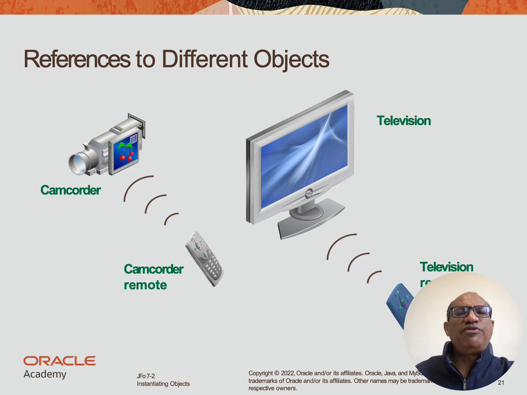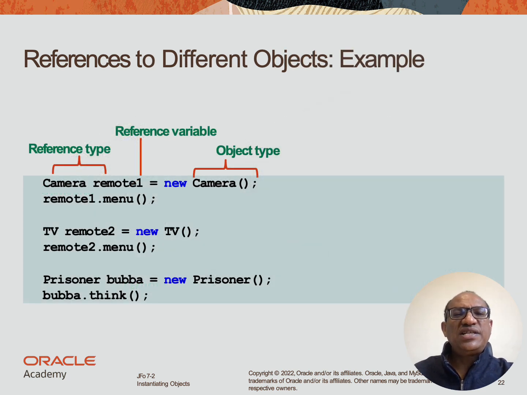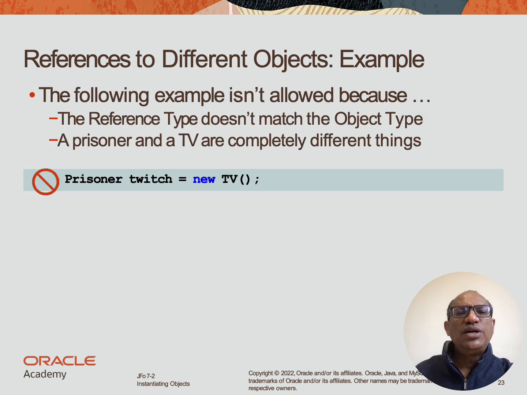Working with different types of objects, for example, a camera and a television, requires a remote specific to that object type. In Java, you need a reference variable of the correct type for the object you are referencing. In this slide, we see the variable's type is set in the declaration process and the object type is set in the object instantiation process. Because the twitch variable is of Prisoner type, it can't impersonate a TV object.